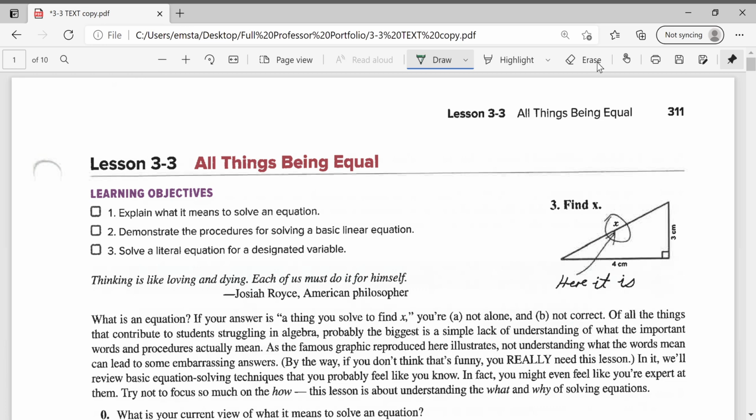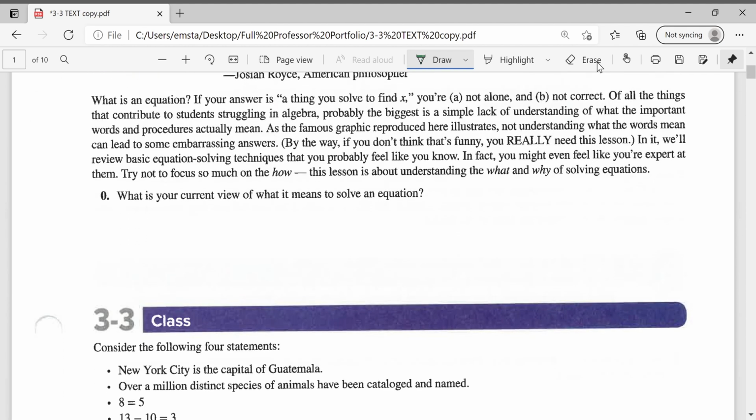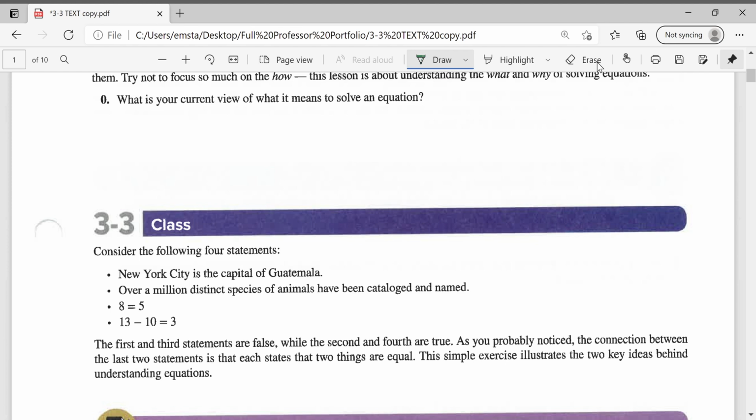We're going to take a look at lesson 3.3 titled All Things Being Equal. It's on page 311 of your textbook. Towards the middle of the page, where it says 3.3 class, we're given four statements.